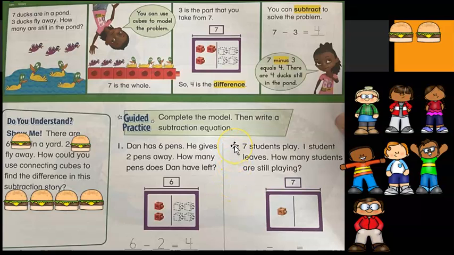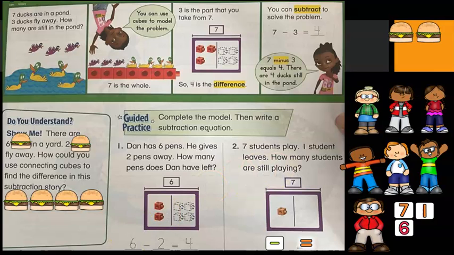Now let's come to number 2. It says here, 7 students play. How many students are playing? 7. Now look right here, it says, 1 student leaves. How many students leave? 1. 1 student leaves. Now look right here, it says, how many students are still playing?